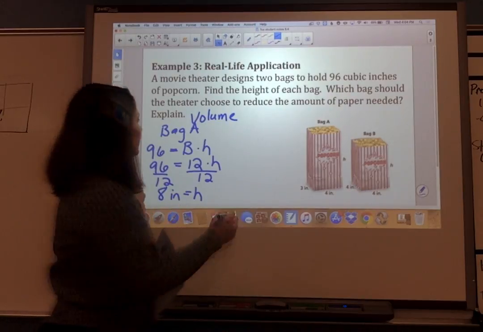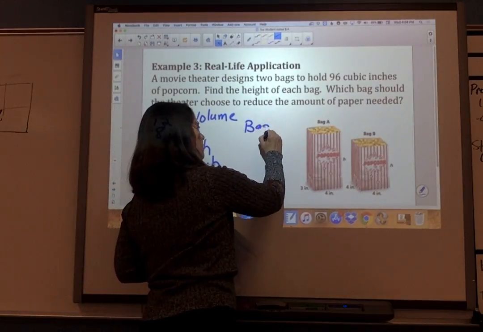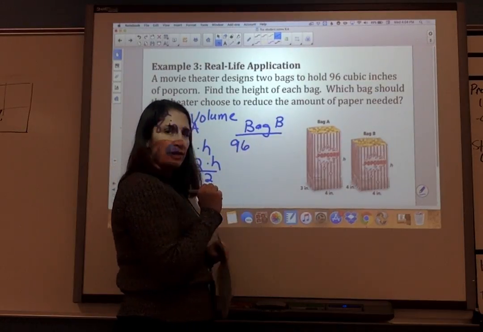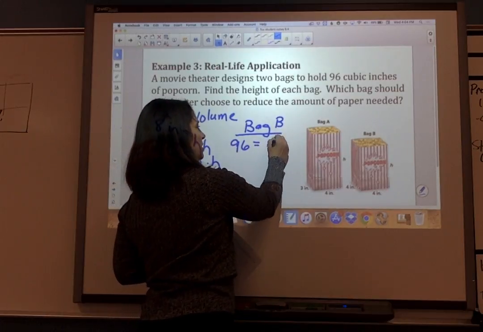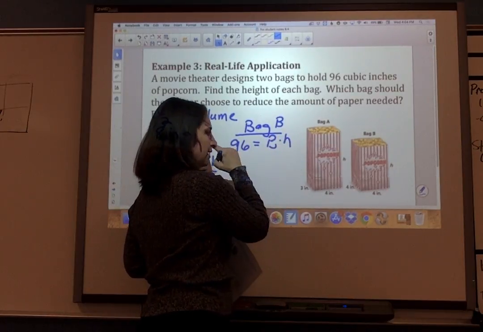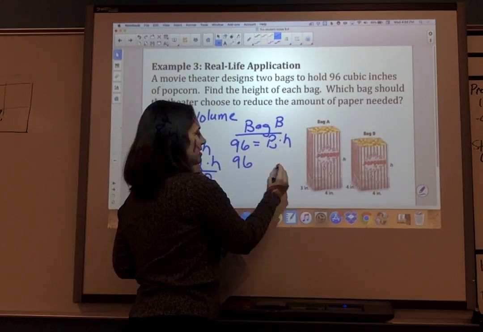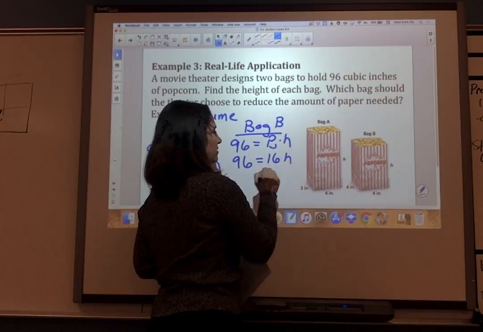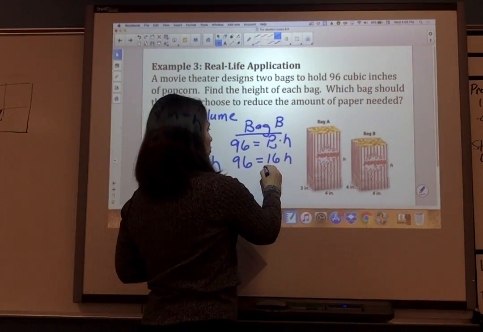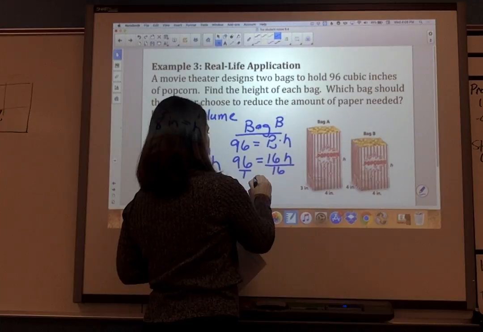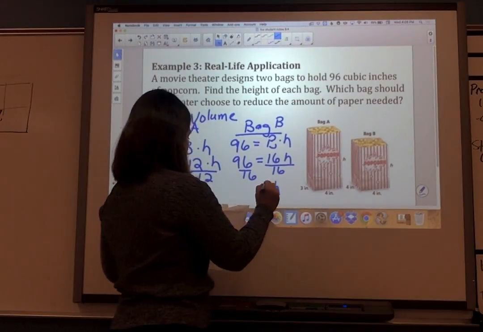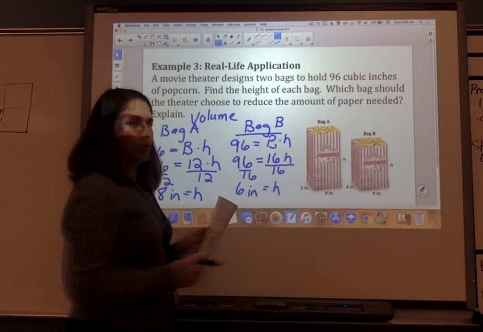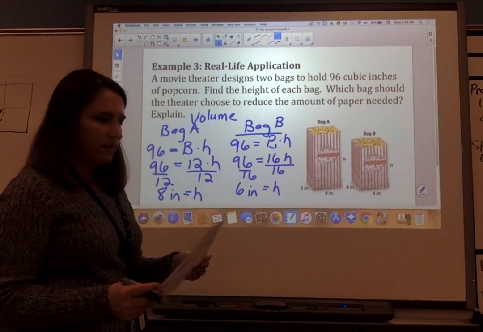For bag B, we know that, again, the volume is 96 cubic inches, and that's going to be equal to the area of the base times the height. This time, the area of the base is 4 times 4, or 16 times H. So we divide by 16 and get the height is 6 inches. Okay, so make sure you have that down. Now we have the measurements.